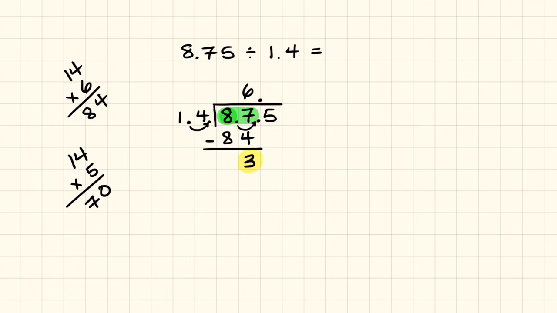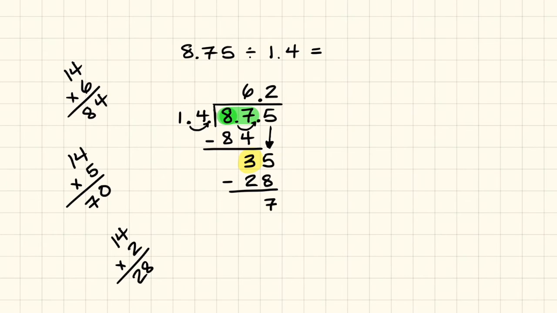So with the 3, the next step is I'm going to take my 5 here and I'm going to drop it down right here beside the 3. And then I'm going to ask myself, how many groups of 14 can come out of 35? Again, if I need to, I can step over here. I know that 14 times 2 is 28. So I'm going to place my 2 up here. 2 times 14 is 28. I'm going to find the difference, and now I'm at 7.